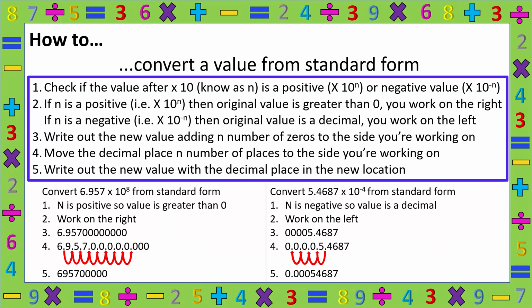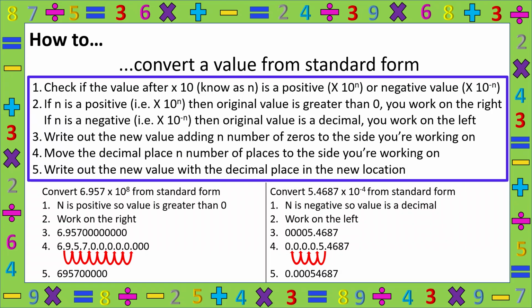Whereas if you look at the other example, 5.4687 times 10 to the minus 4, because it's a minus number on the power of 10, we know the original number is going to be a decimal. So we write out our number, 6957, with the decimal place in its original position. We add loads of zeros, so we can add 8 zeros onto the end because it's 10 to the power of 8.